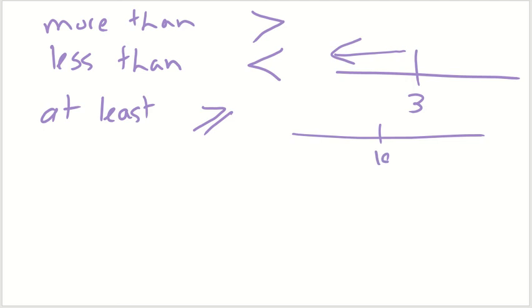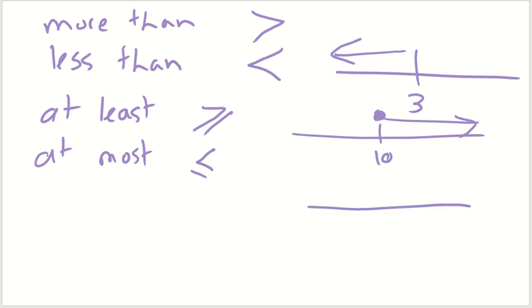So from my 10, I'm going to include the value of 10, and it could be any number bigger than 10. If I say at most, that means that's the most I will give you. So if I say I give you at most $10, that means that I could give you $10, or I could give you anything less than that, but that's the most I would give you. So those are some very common words to look for when we've got these kind of questions.